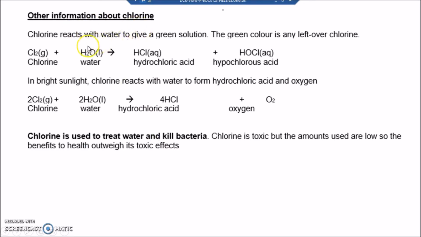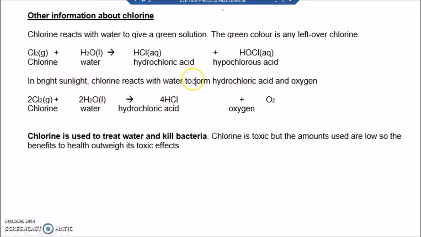A little bit about chlorine to remember. Chlorine in water will make hydrochloric acid and something called hypochlorous acid, an equation you need to know. It makes a green solution, and the green colour in the solution is any leftover chlorine. That's a green gas. So if you're asked why the solution is still green, it's because hydrochloric acid and hypochlorous acid are colourless, so it's because there's usually some excess chlorine dissolved in the water.